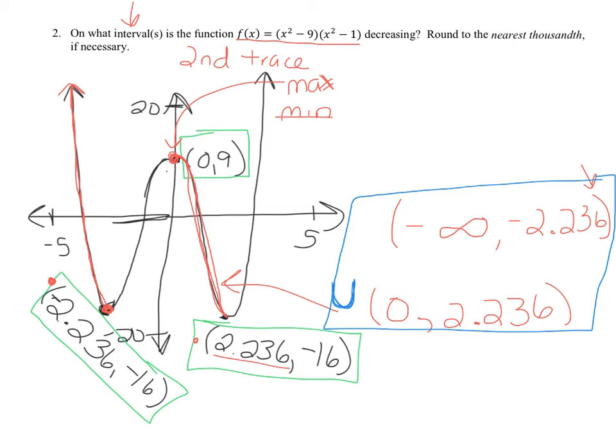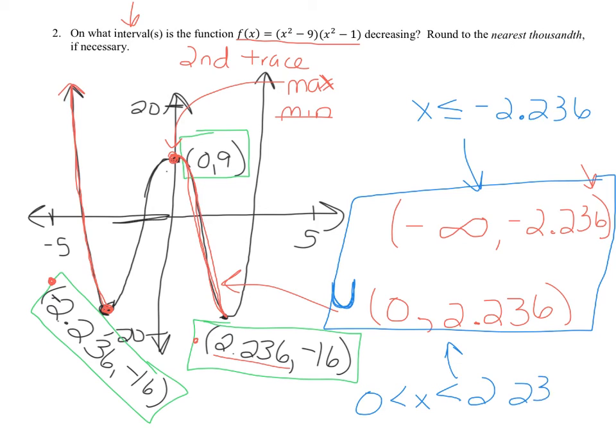Other points to make, you could have written this in set builder. Answers would have looked like this. X is less than or equal to negative 2.236, because we can just represent the negative infinity that way, saying it's less than or equal to. And then my second interval could have been written as x is in between 0 and 2.236. And back here I did not mean to write equal to because we talked about that being on the open interval.